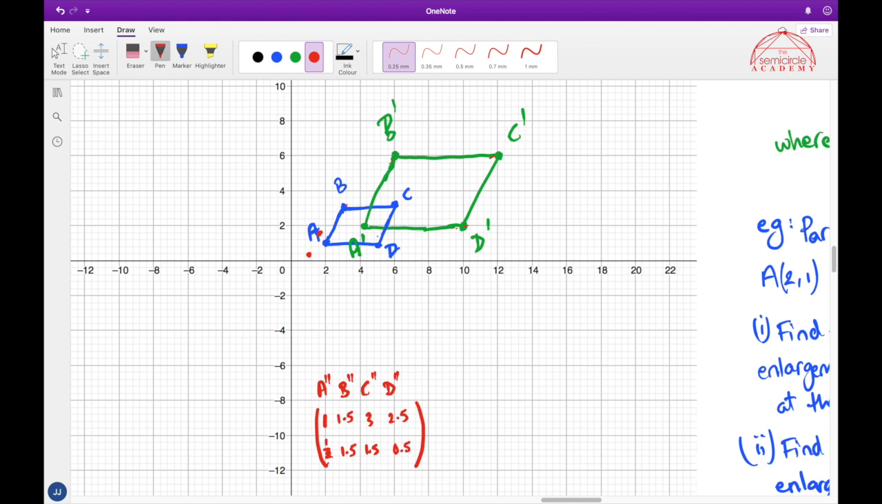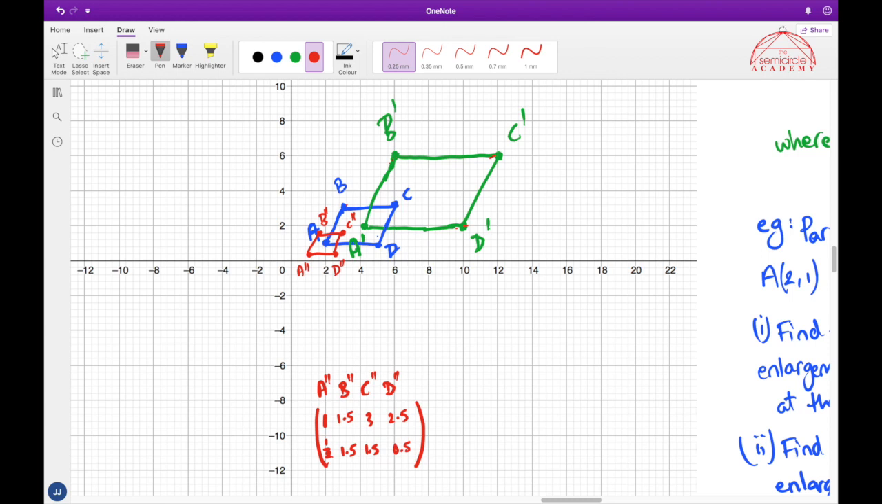For C double prime, I have 3 on the X and 1.5 over here. So apparently this image is not an enlargement. The image got smaller. We could see here that the D double prime is 2.5. So that puts us at about here, and then a half, it puts us about here. And this here is our new smaller image, A double prime, B double prime, C double prime, D double prime.